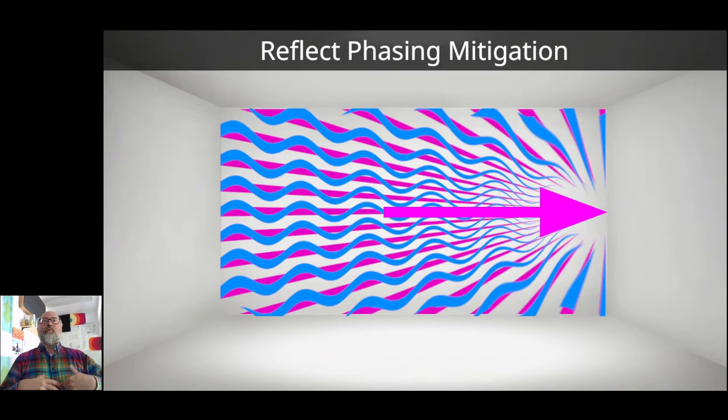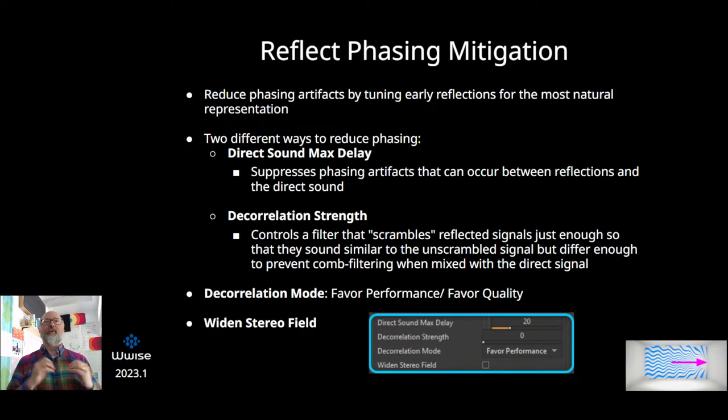And the Reflect plugin now offers two different ways to reduce phasing, giving you the ability to tune these early reflections for the most natural representation. The direct sound max delay setting suppresses artifacts that can occur between reflections and the direct sound, fusing those reflections below a threshold and mitigating phasing. Cool trick, not too costly. While the decorrelation strength controls a filter that scrambles these reflected signals just enough so that they sound similar to the unscrambled signal, but different enough to prevent the comb filtering when mixed with the direct sound.